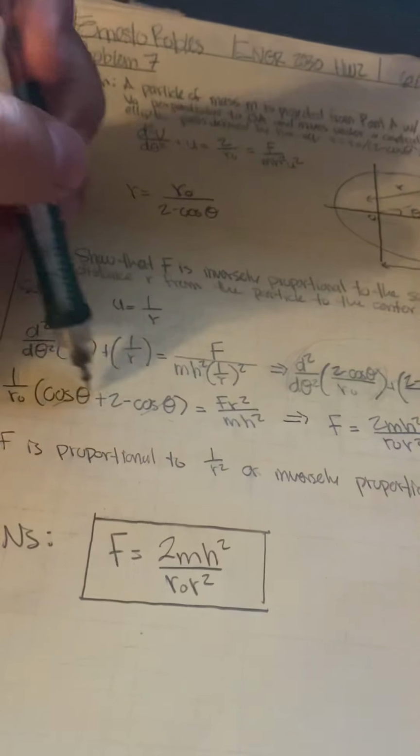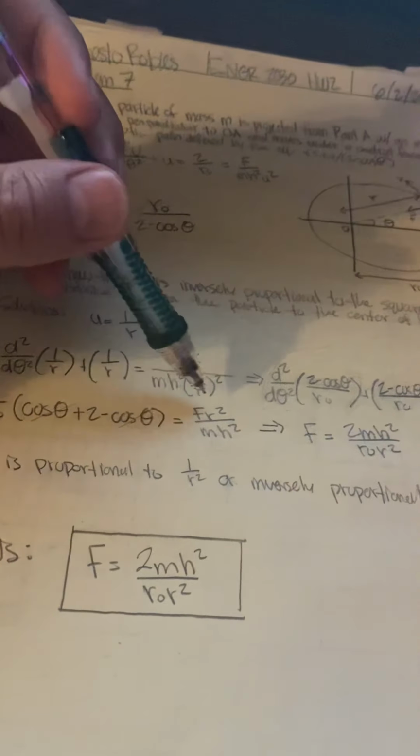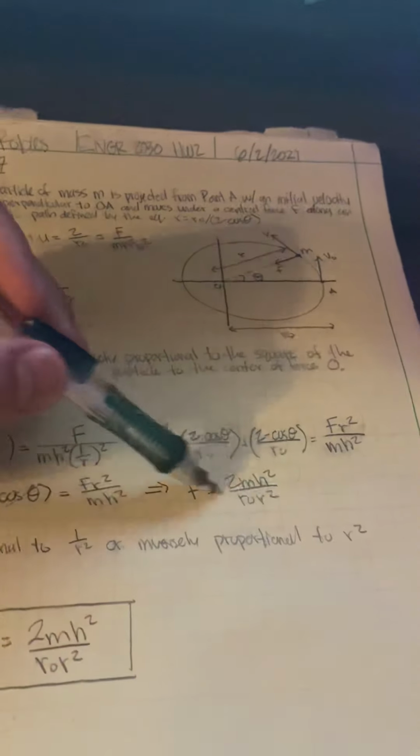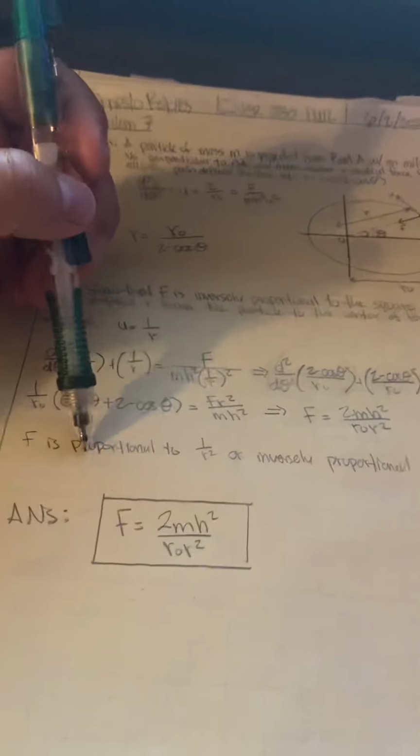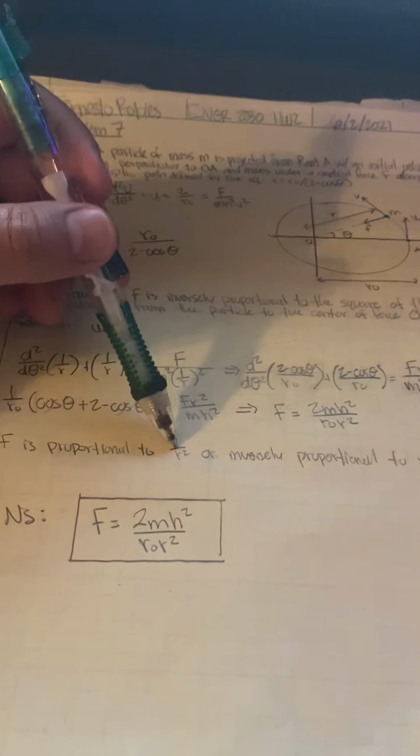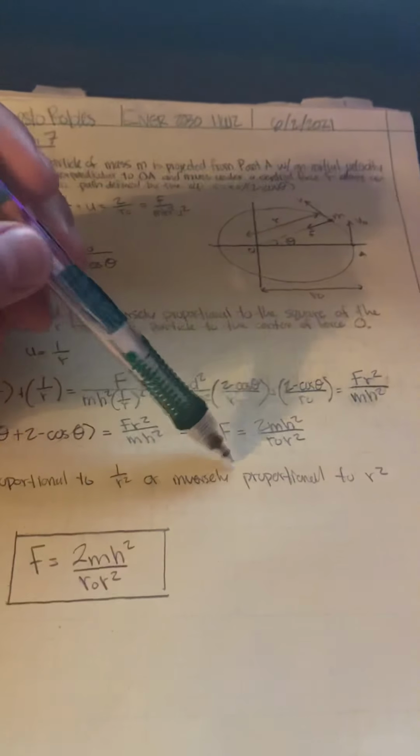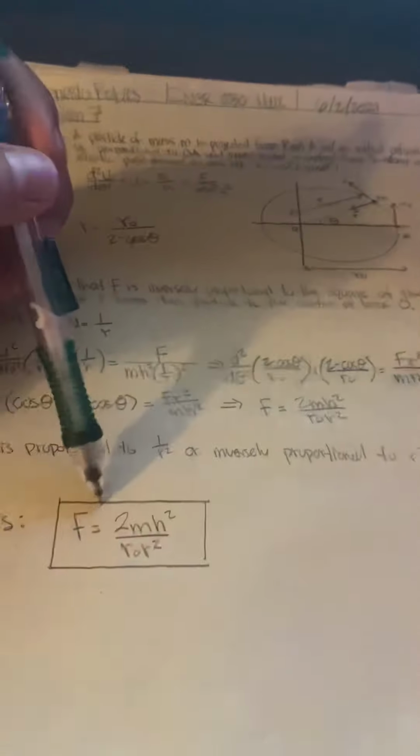So right here we have 2 over RO. Set everything to the other side, and this is what we're left with. And this right here shows that F is proportional to 1 over R squared, or it's inversely proportional to R squared. That's our final answer.